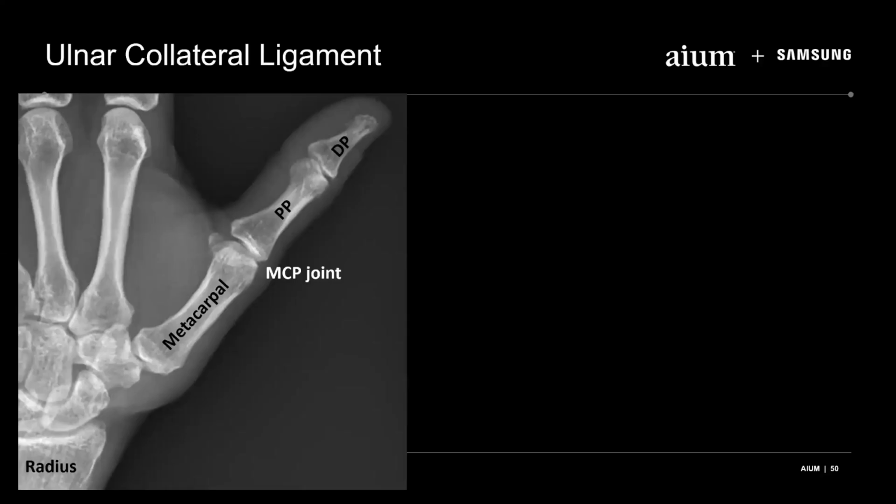So for gamekeepers, we're mainly talking about the ulnar collateral ligament of the thumb. And returning to our thumb x-ray here, it's the ulnar collateral ligament of the MCP joint specifically. So that will occur right there. This is the ligament that we're worried about.